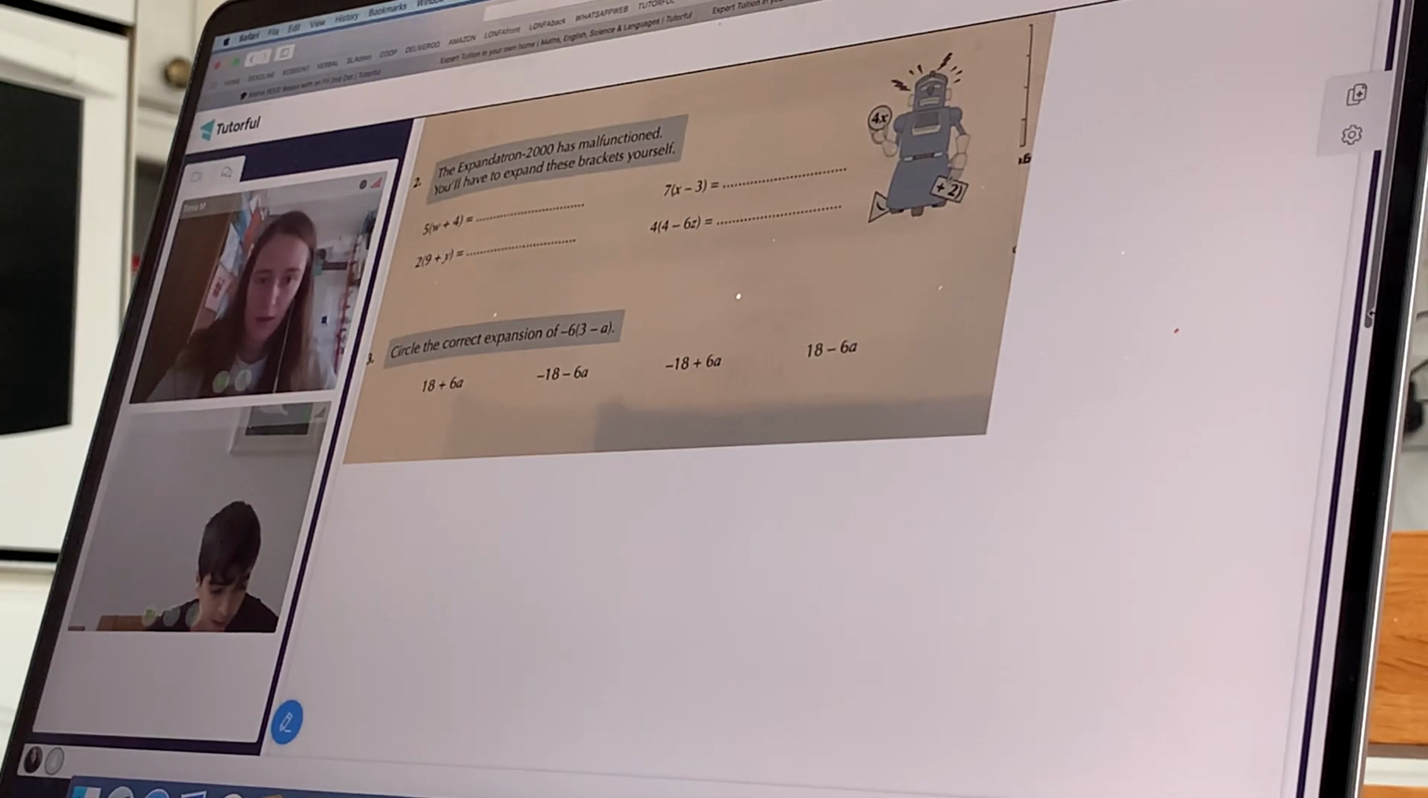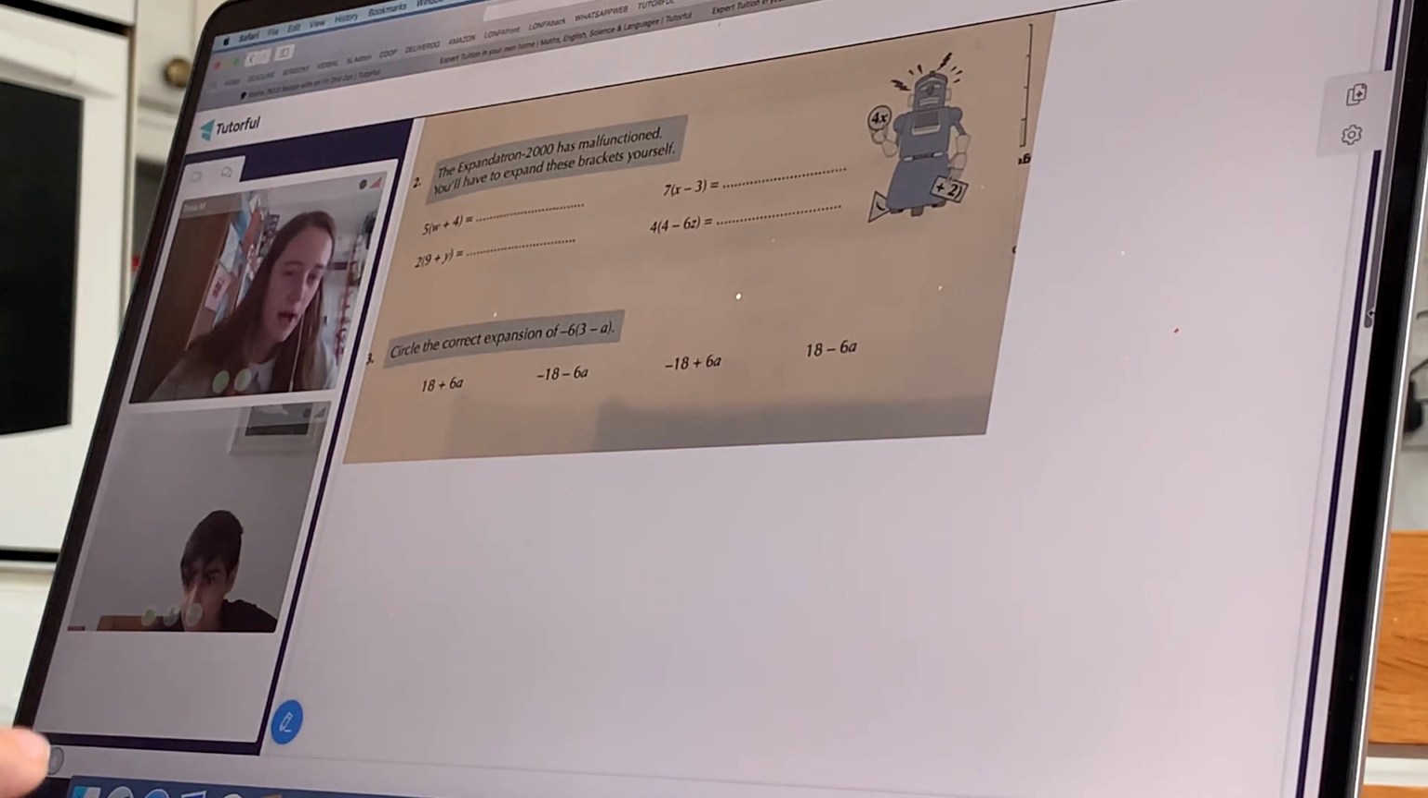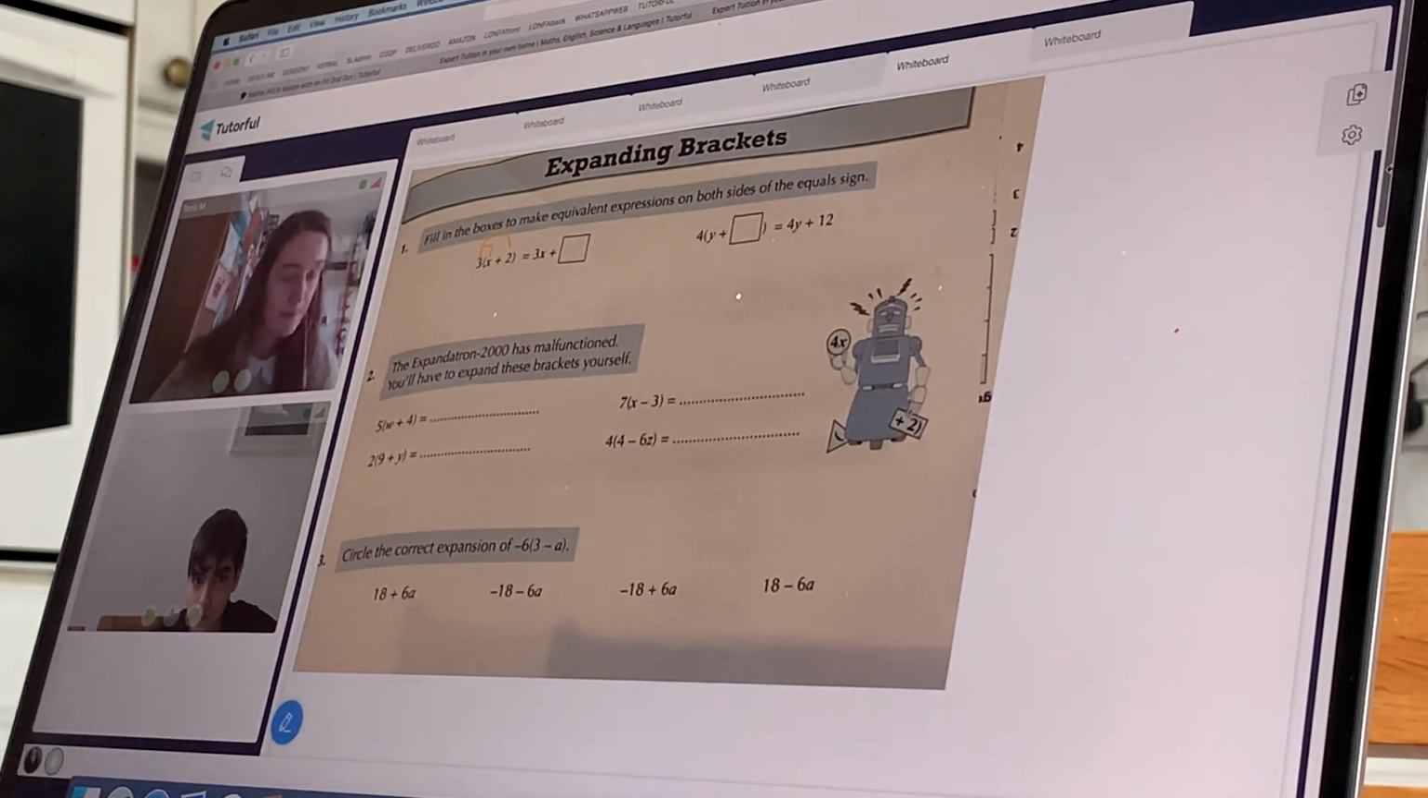Fill in the boxes to make equivalent expressions on both sides of the equal sign. So have you ever done expanding brackets before? Only a bit, not that much. Okay, that's okay. Do you do the claw method? No. How would you start this question? Oh, you do the inside of the brackets first, and then after you do the 3.